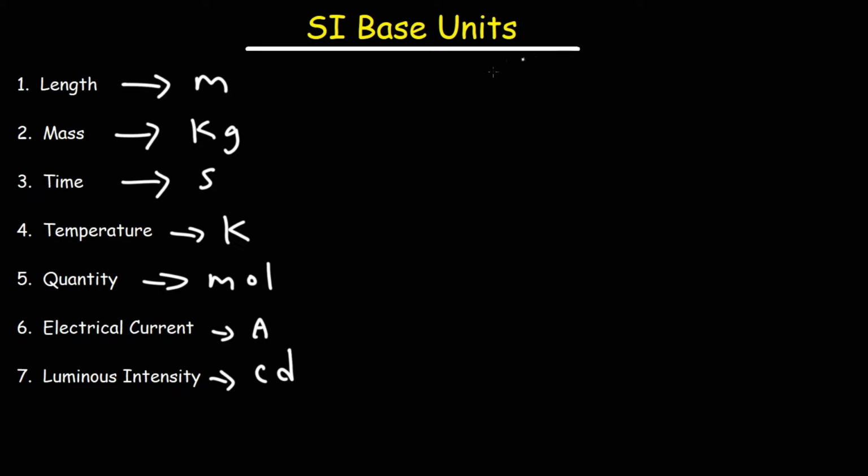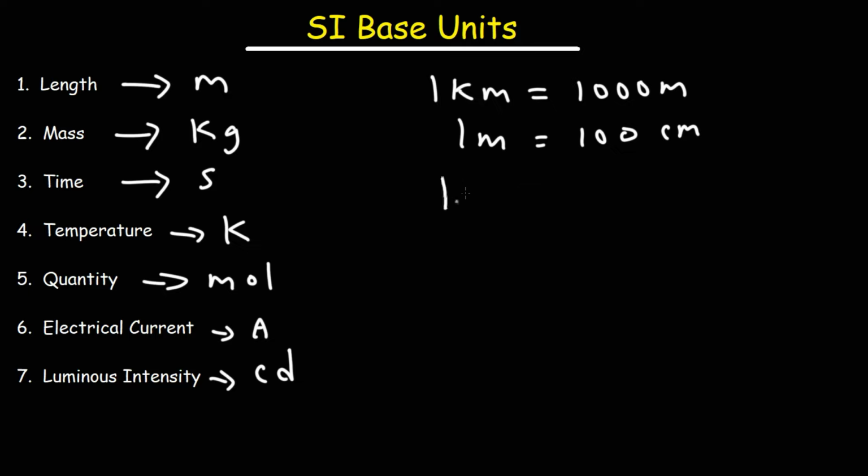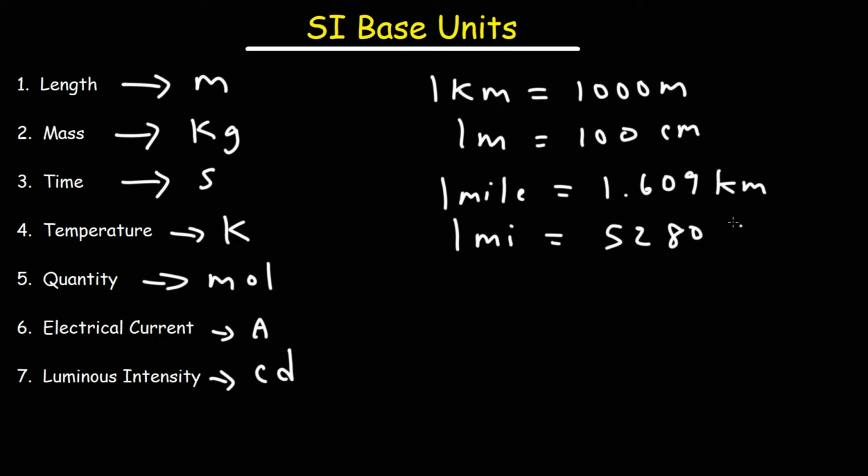Now let's talk about length first. Here are some common conversion factors that you want to be familiar with. 1 kilometer is equal to 1,000 meters. 1 meter is equivalent to 100 centimeters. 1 mile is equal to 1.609 kilometers. And 1 mile is also equal to 5,280 feet.